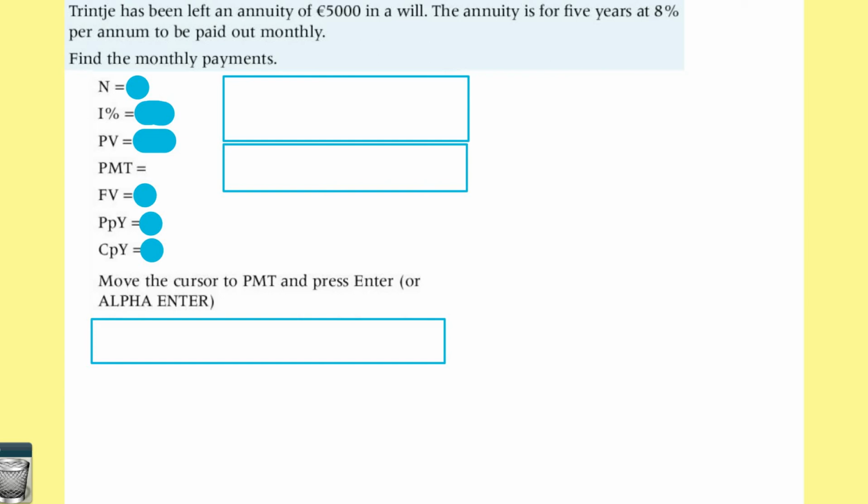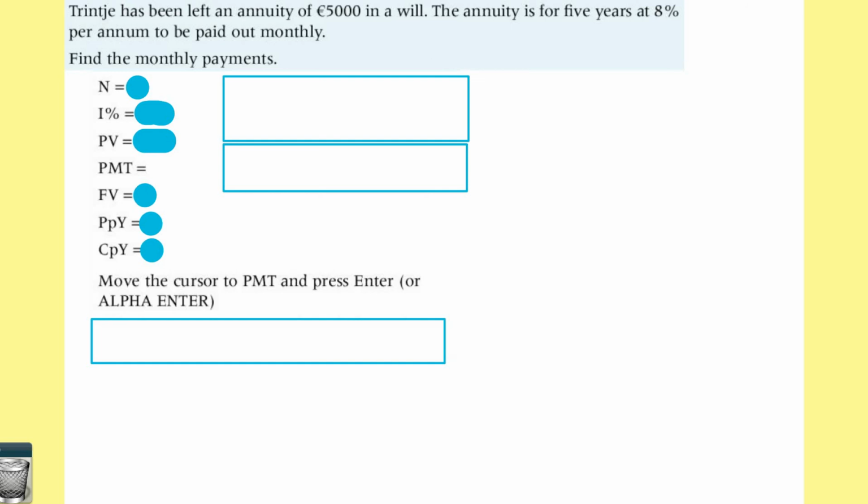All right. Next problem. So we've got Trenchy, who has been left an annuity of 5,000. What is that, euro? I'm not sure. I'm terrible with money symbols. The annuity is for 5 years at 8% per annum, so yearly, to be paid out monthly. So we want to find out those monthly payments. She's supposed to get that over the next 5 years, with an 8%. Think of it like interest.